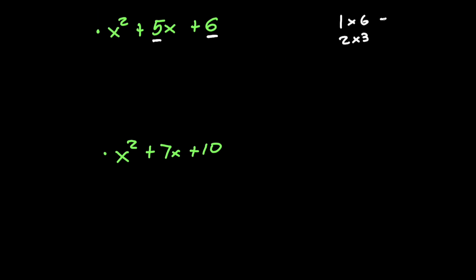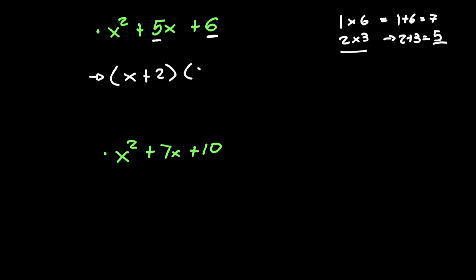1 plus 6 would be 7. 2 plus 3 would be 5. So it is this 2 and 3. So now the factored form of this would be x plus 2 multiplied by x plus 3.